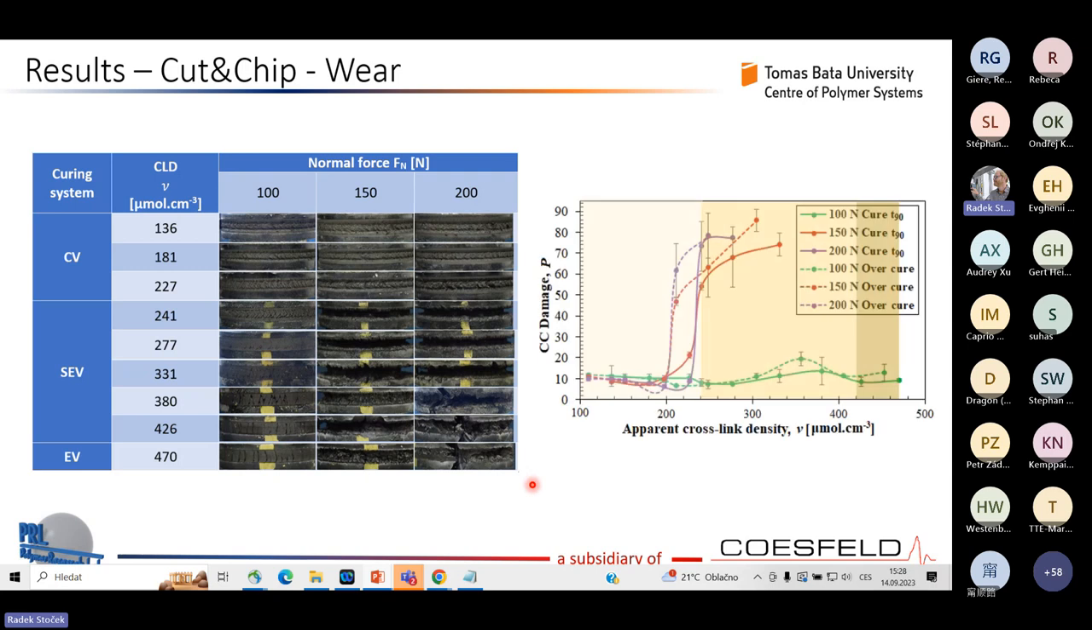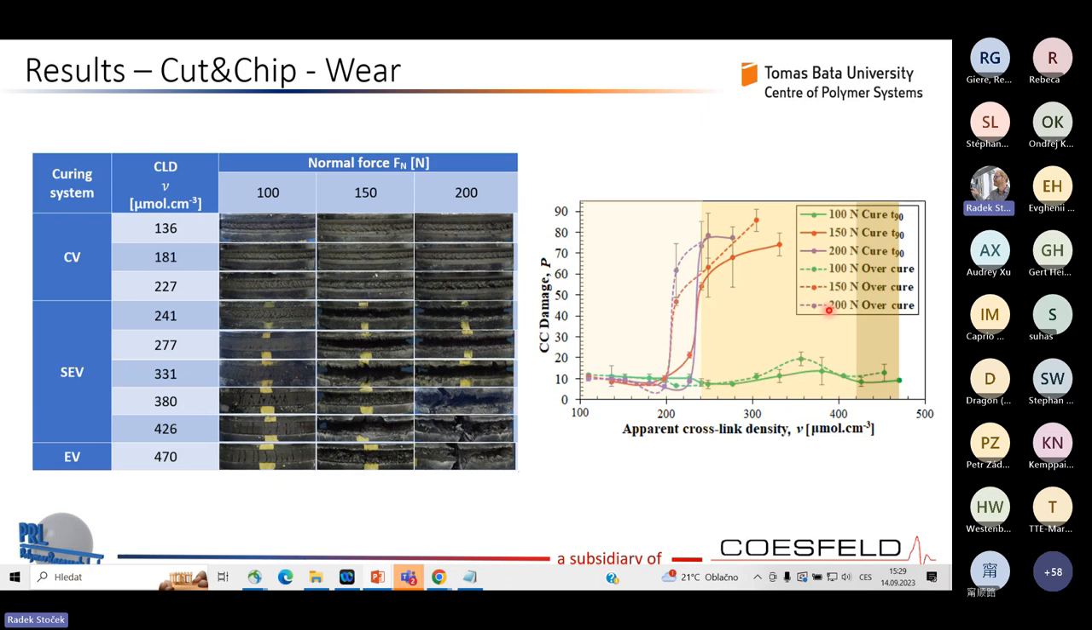And here are the pure data. What we can see here is that the green curves are for the lowest loading, which is 100 Newton. And we can clearly see the data show more or less nothing: everything is stable and constant. So for low loading, there is no dependence on crosslink density. Another behavior appears when the loading increases.